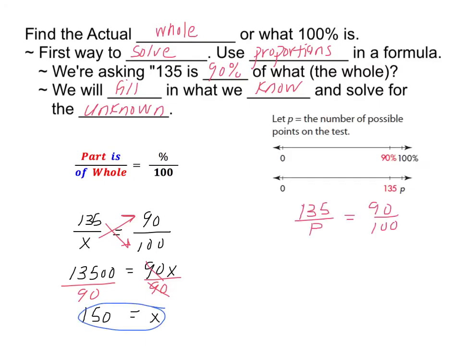If we look at the number line model, it is showing 90% compared to 100%, and then it's got a similar line showing that 135 is 90% and P is the 100%. So you would still actually set it up in the formula, 135 to P equals 90 to 100, and then you would simply cross multiply and follow the same procedure we did on the left-hand side.